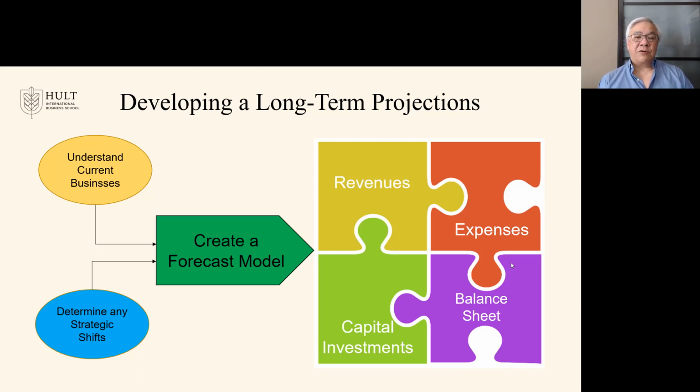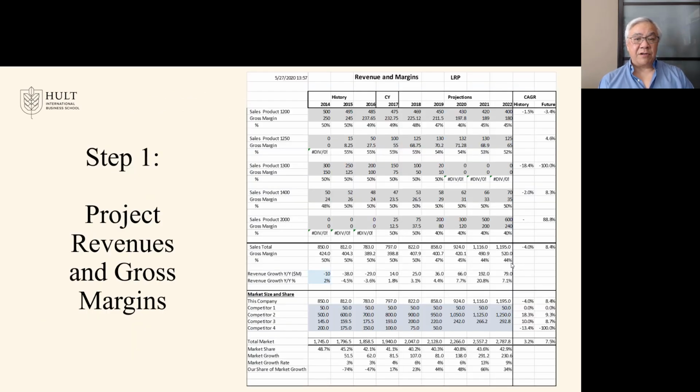From this comes the creation of the financial model that pulls these together, and the outputs will be a revenue estimate, expenses which lead to an income statement, capital expenditures, and a full set of financial statements. Step 1 is to project the revenues and gross profit that we get from our various lines of business. What you see on the right is a spreadsheet that shows the revenues and gross margins for our products. These will be linked to the other spreadsheets that we'll see in this particular chapter.